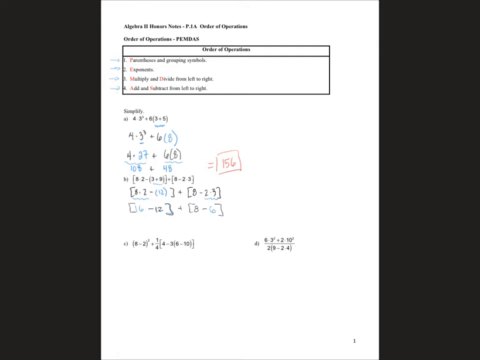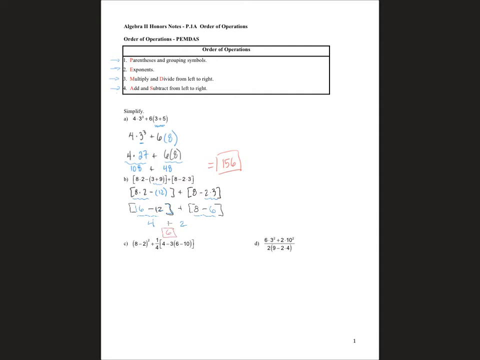Then inside of each of the brackets, I see that I have subtraction. So I'm going to go ahead and perform the subtraction. So I have 4 plus 2. And so my final answer would be 6.